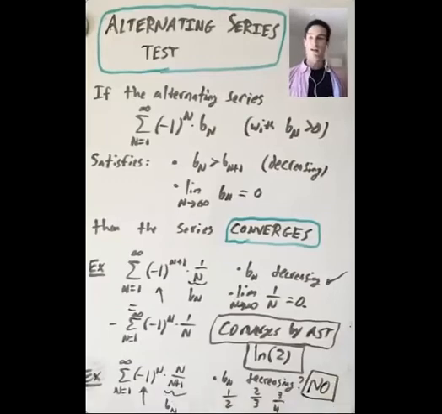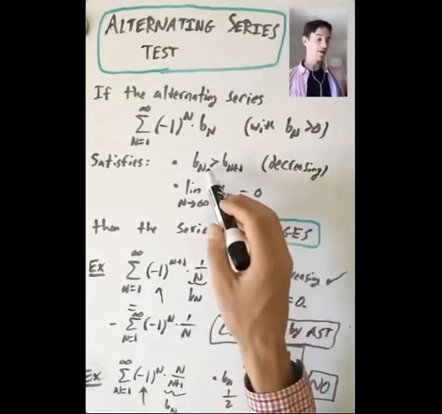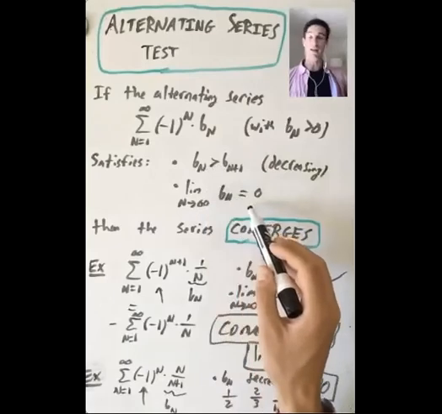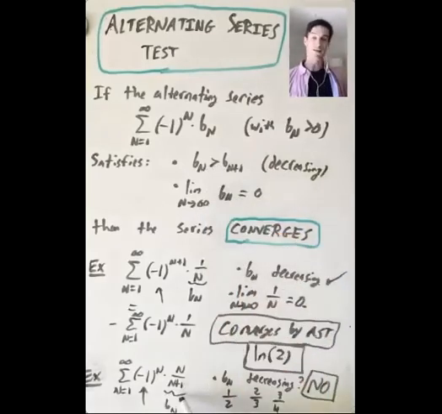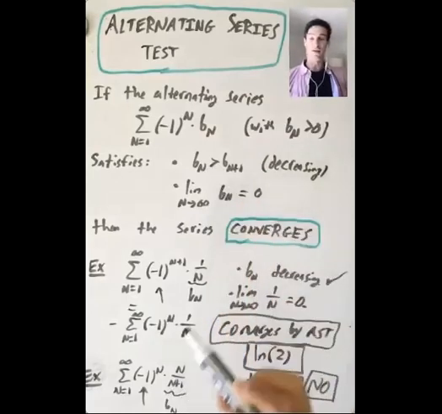So you can't automatically apply the alternating series test to any alternating series. I just want to emphasize that you really do have to check that your bn's are decreasing and that the limit as n goes to infinity of bn is 0. In this case, what is the limit as n goes to infinity of bn? It's 1. The limit of n over n plus 1 is 1. It's not 0. So it doesn't tell you anything.